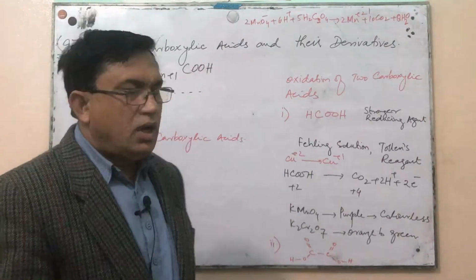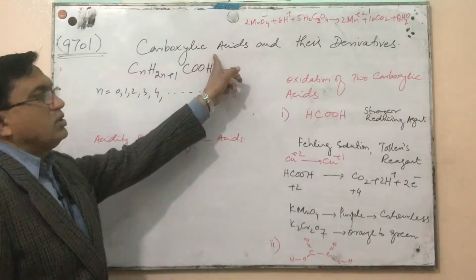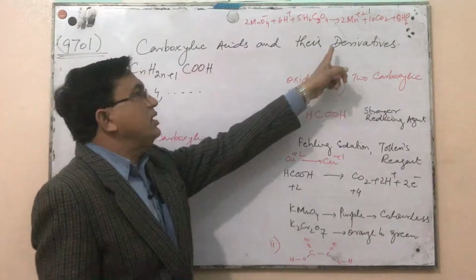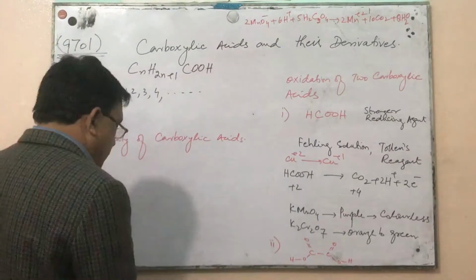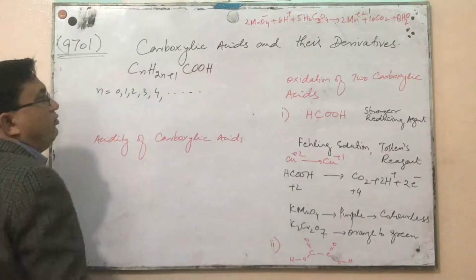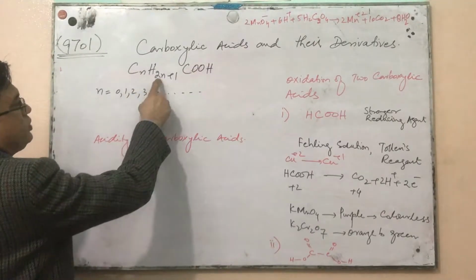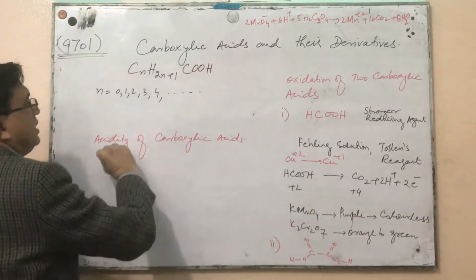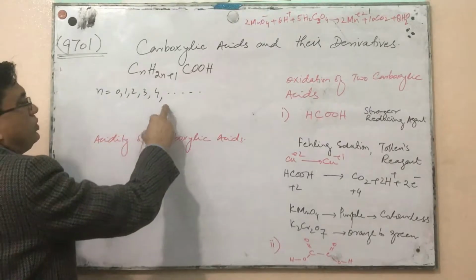Hello everyone. Our today's topic for A-level chemistry is carboxylic acids and their derivatives. Now, the general formula for the carboxylic acids, as we have already learned in the previous classes, is CnH2n+1COOH. The value of n starts from 0, 1, 2, 3, 4.